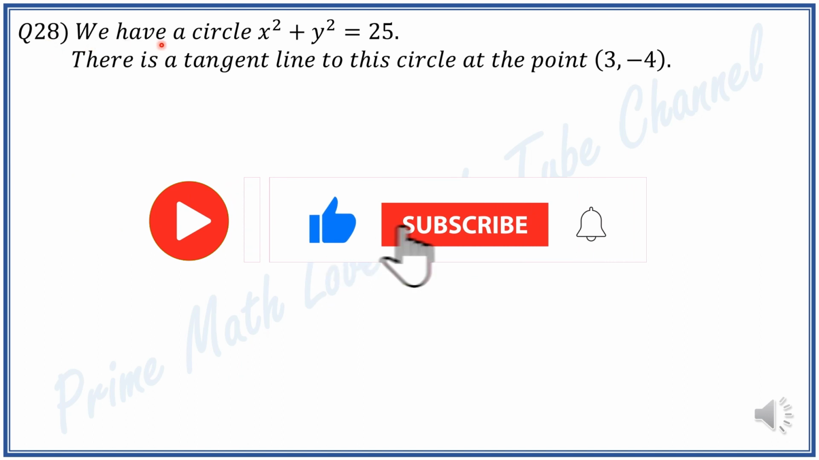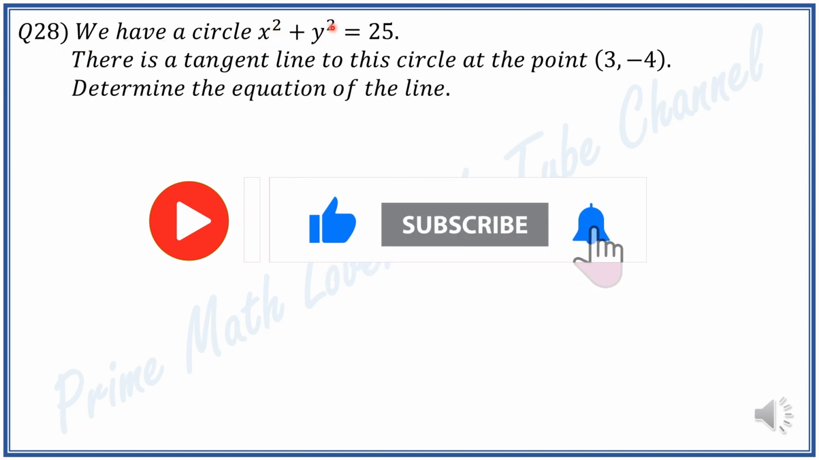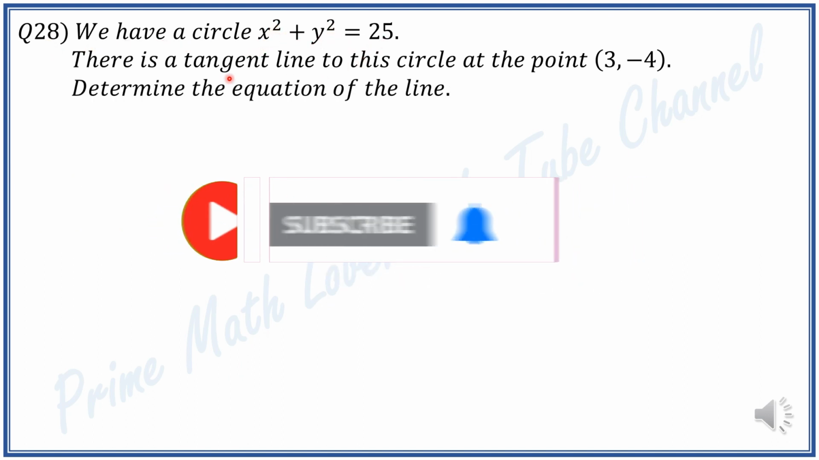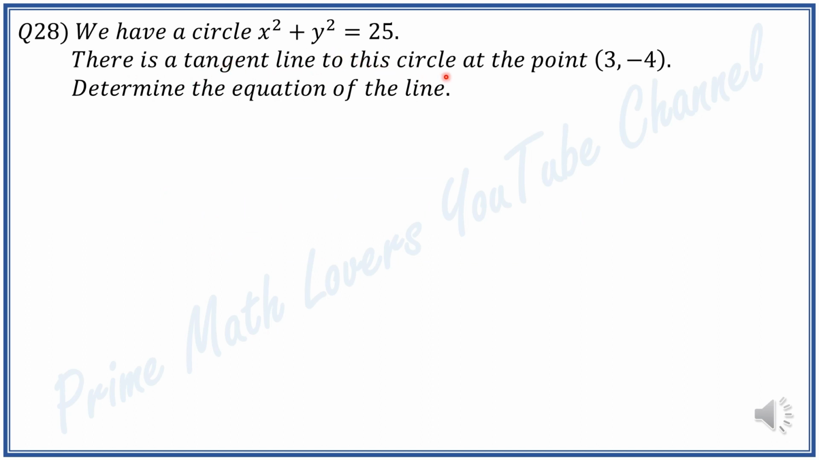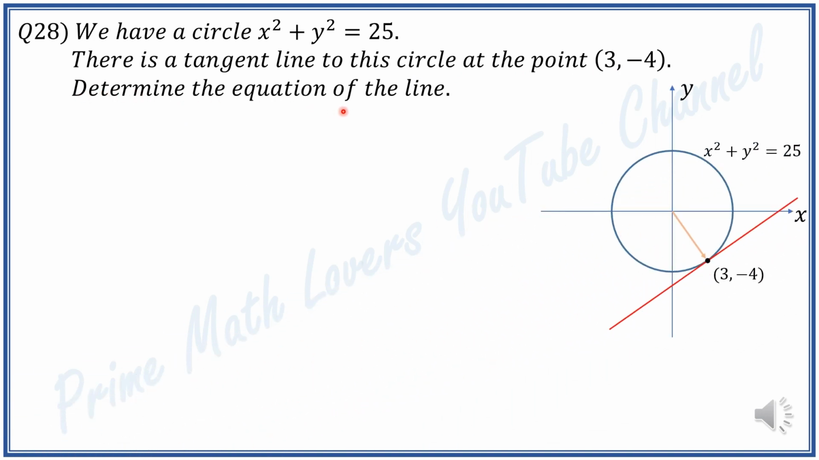Question 28. We have a circle x squared plus y squared is equal to 25. There is a tangent line to this circle at the point 3 and negative 4. Determine the equation of the line. The given equation represents a circle with the center at the origin 0 and 0 and the radius of 5. This 25 means that the radius of the circle is 5.